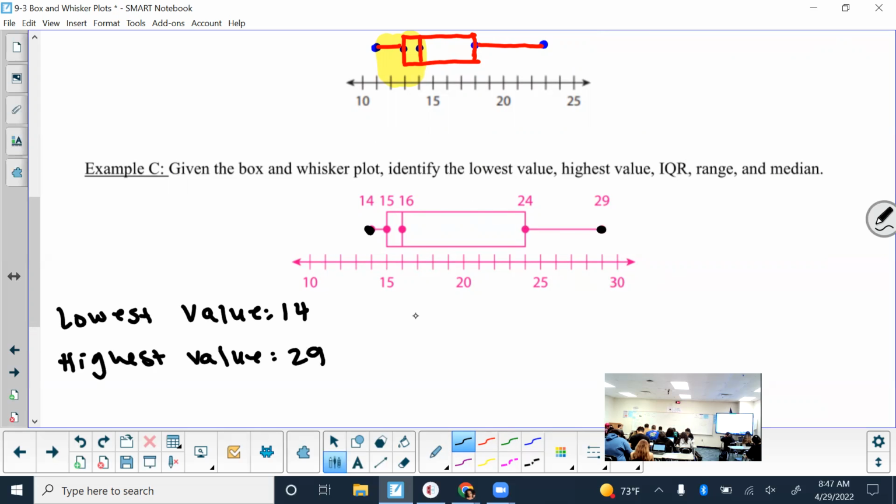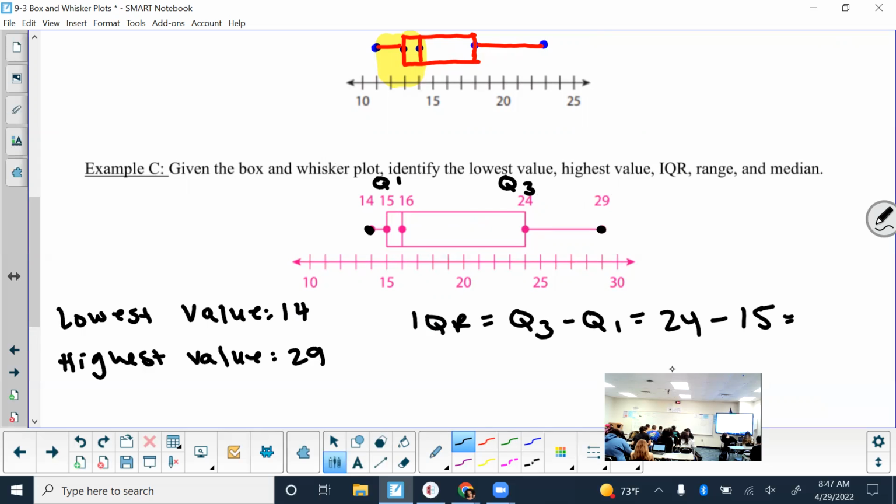Next, it wants the IQR. What's the formula for IQR? What is my Q3 in this? Good. And then what's my Q1? So your Q3 is always the right edge of your box. Q1 is always the left edge of your box. So then subtract that. What's 24 minus 15?